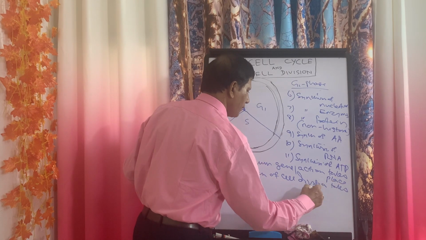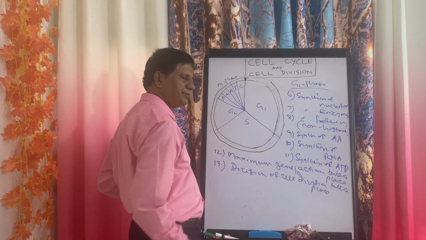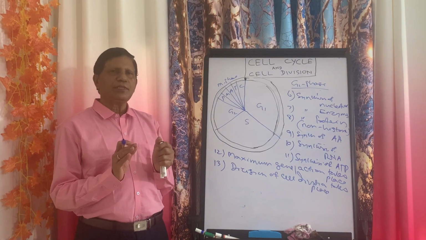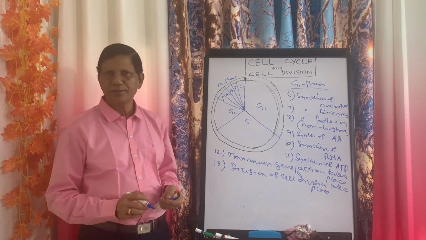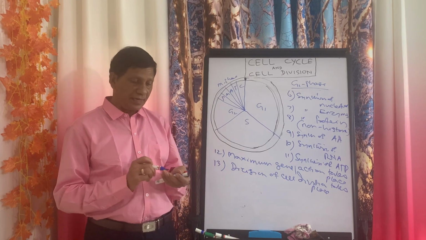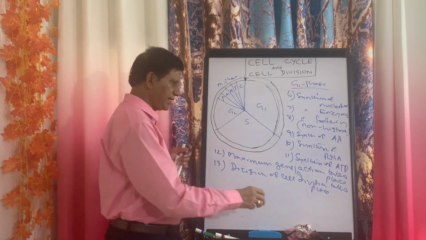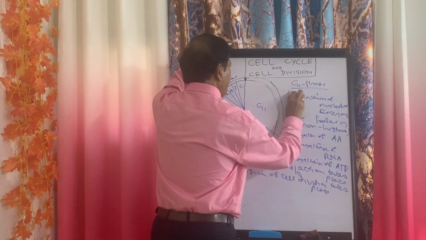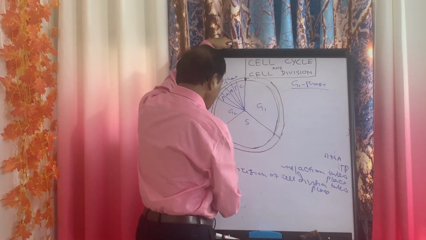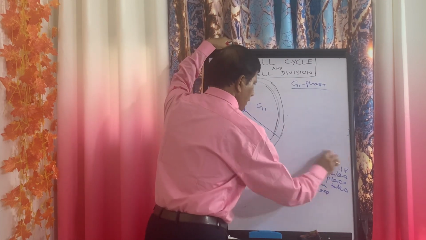The decision of cell division takes place during this G1. Now, suppose this cell decides not to divide. It wants to become permanent. Then it has to exit the cell cycle. This is again a frequent last question.